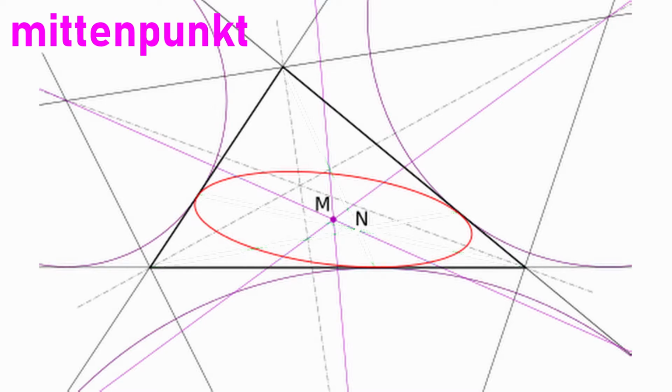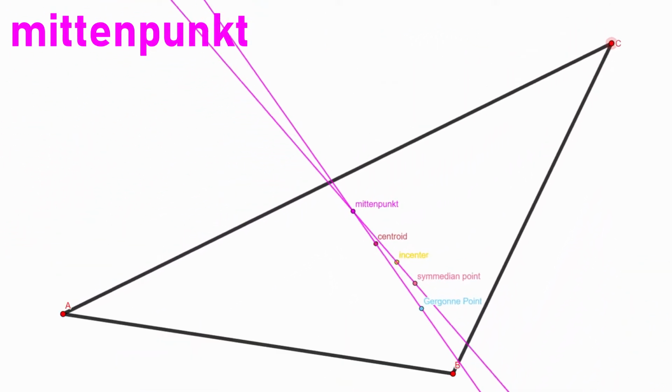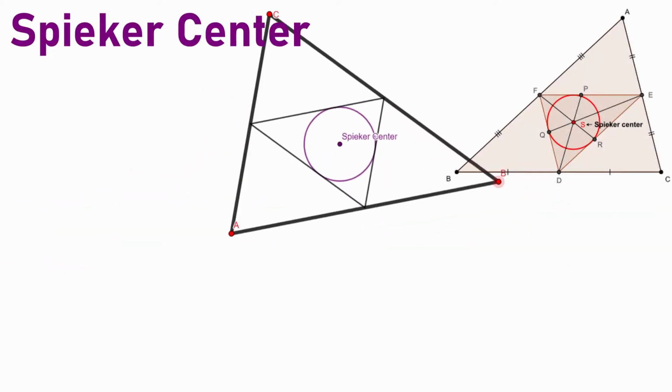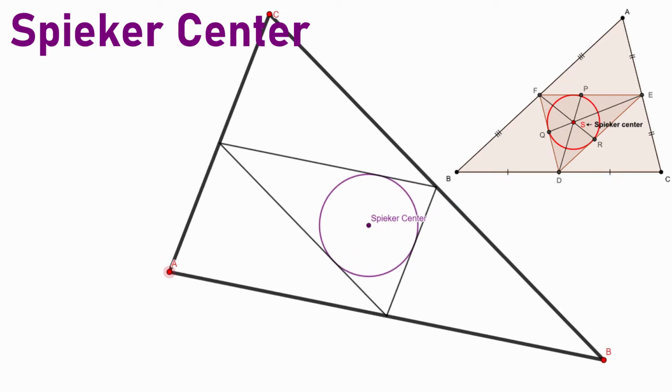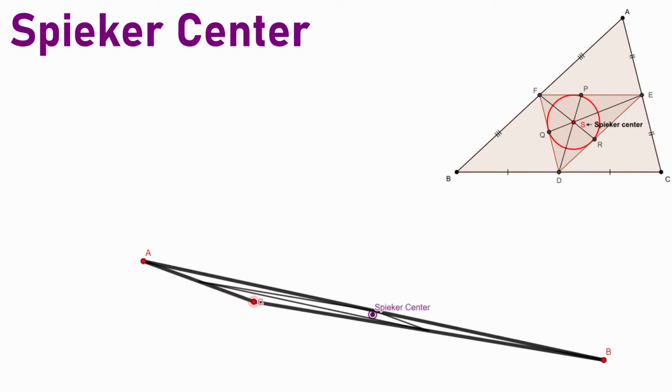But I don't know how to construct that in GeoGebra, and never will. But I do know that it is also equal to the intersection of the lines connecting these four centers. So they have that instead. The Spieker Center is the incenter of the medial triangle, with the medial triangle having the midpoints of each side of the original triangle as corners.